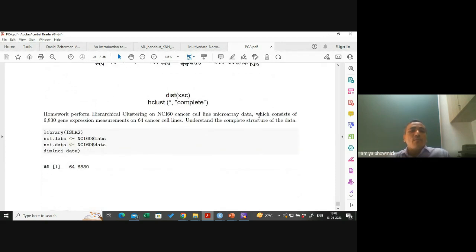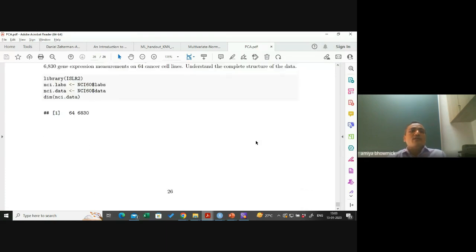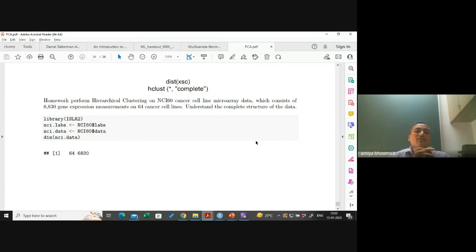This is an exercise for you: perform a homework on hierarchical clustering of the NCI 60 cancer cell line microarray data, which consists of 6,830 gene expression measurements on 64 cancer cell lines. First, to understand the complete structure of the data, please don't blindly run the clustering. Try to identify and perform a clustering, and check how many clusters they are actually forming. So perform a cluster analysis on this data.